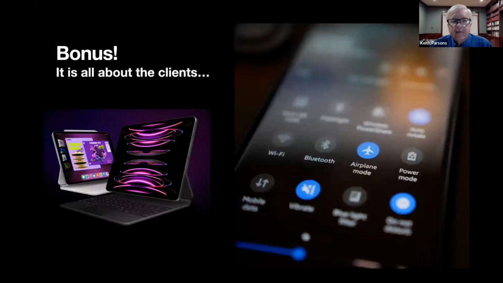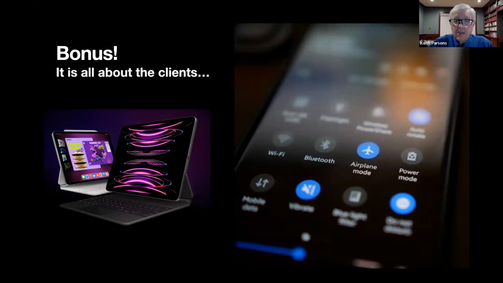Now, the final slide and the bonus here is, we can talk about infrastructure all we want, but what we really need to be talking about is the clients. When the clients have the features that we need, then the infrastructure will support it. You don't want your infrastructure to be behind the clients, because clients move a little faster.